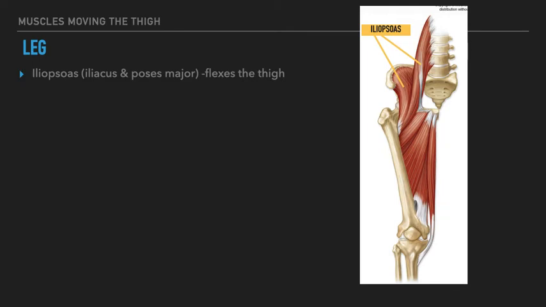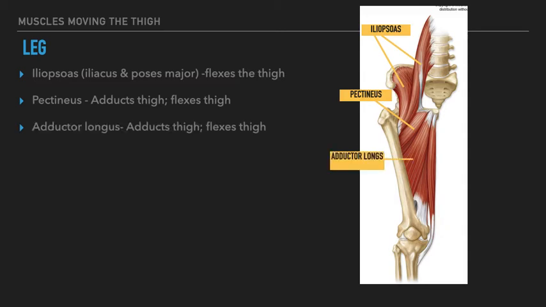And then the origin of the other is going to be the iliac fossa, which you can see in this image as well. Moving down, we have the pectineus. This muscle is going to adduct the thigh. The origin is the pectineal line of the pubis. The insertion is the pectineal line of the femur.